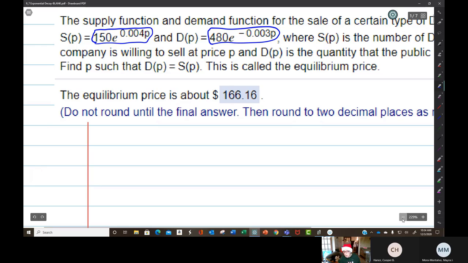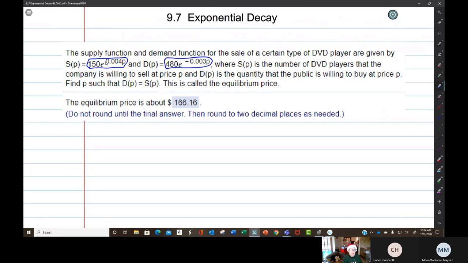Now, here's what we're supposed to do for this problem. The supply function, this, and the demand function, this, for the sale of a certain type of DVD player are given by these two formulas, where S of P is the number of DVD players that the company is willing to sell at price P, and D of P, this, is the quantity that the public is willing to buy. So it's the retailer here that is supplying the DVD players and what the public is willing to buy, and it's all dependent on a particular price, and the price actually is dependent on the supply. Well, okay, at a particular price, yeah.